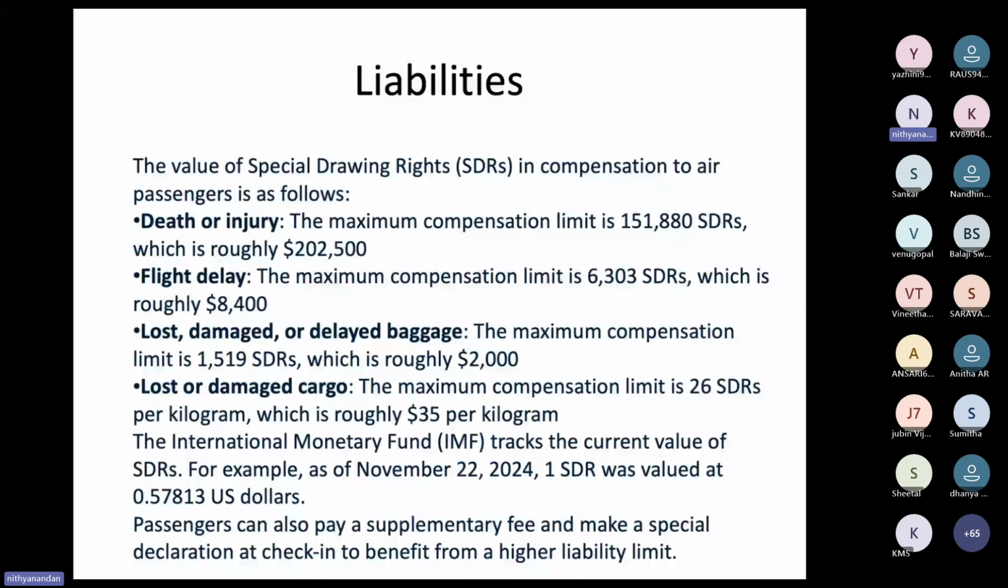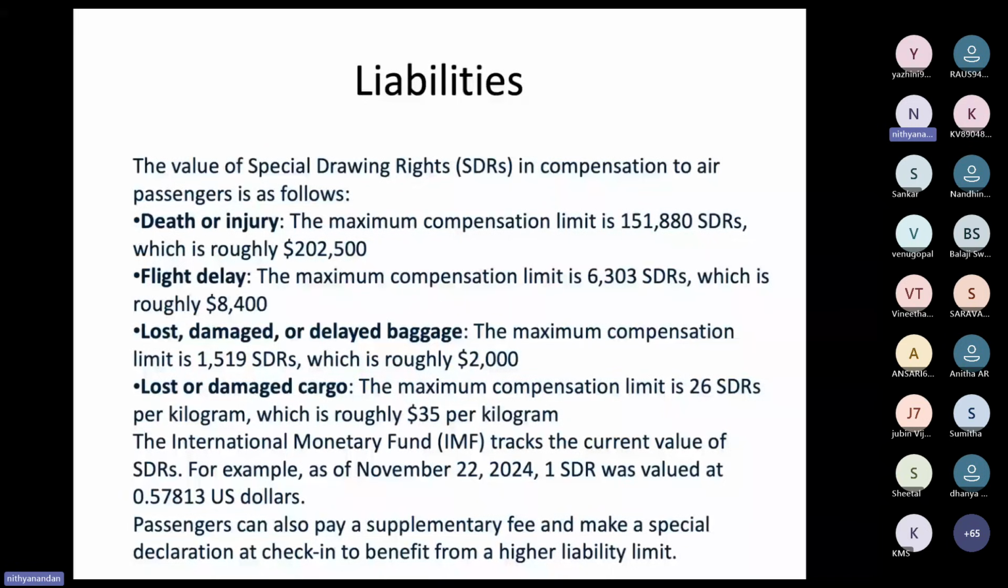This currency value is fixed based on the currency value of various countries, right? So the compensation is fixed in terms of SDR. SDR value is defined by the IMF, taking into account the current value of the various currencies.